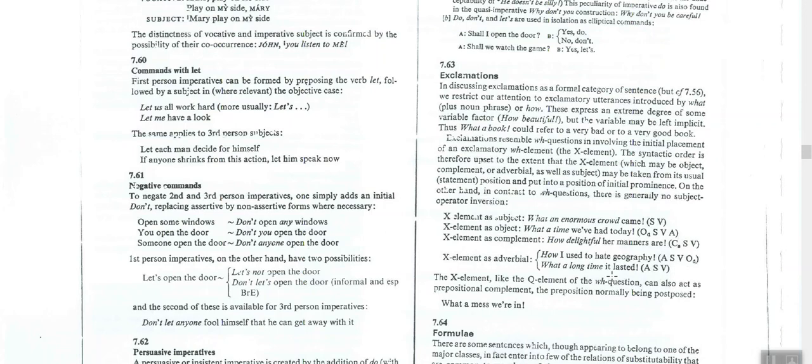The X element, like the Q element of the WH question, can also act as prepositional complement, the preposition normally being at the end. It means it comes later on, in the end. For example, what a mess we are in. This is a prepositional complement. It means as if we are in a big mess. What a mess we are in.